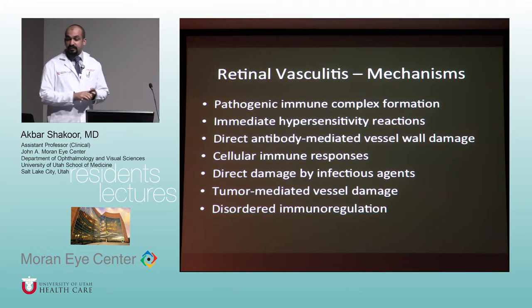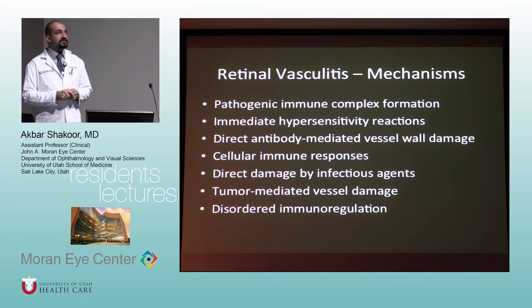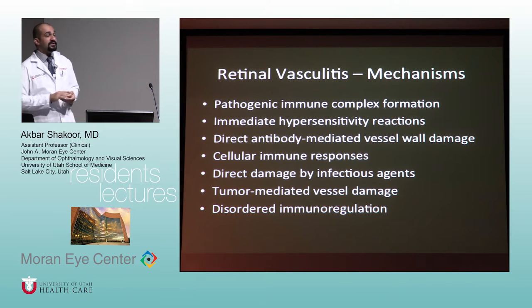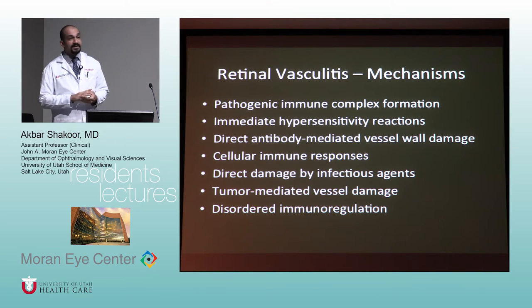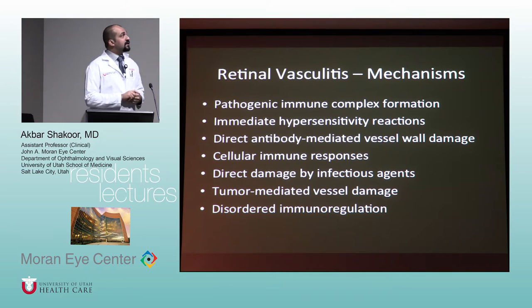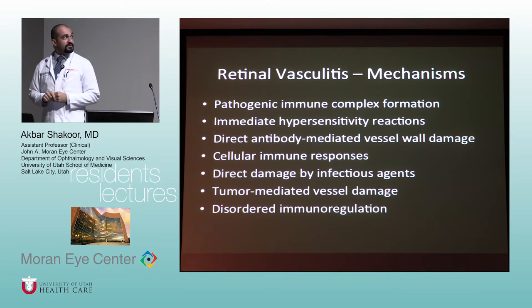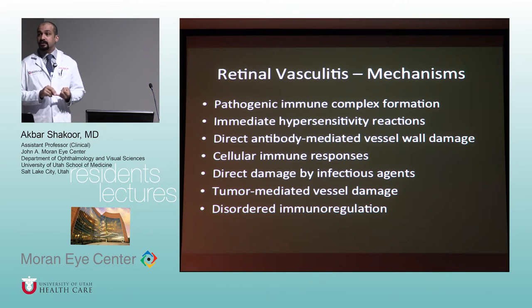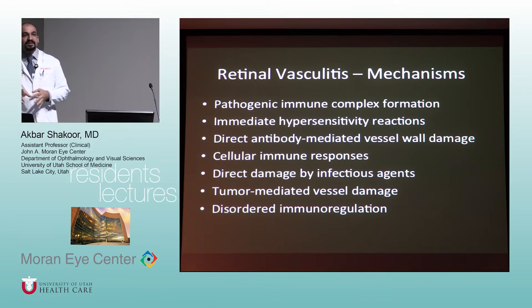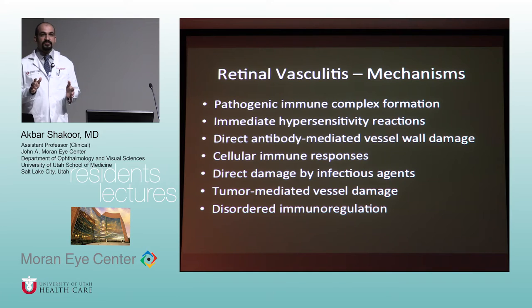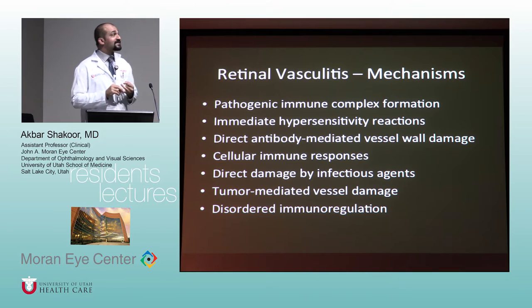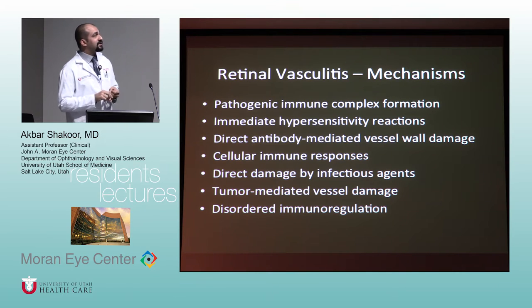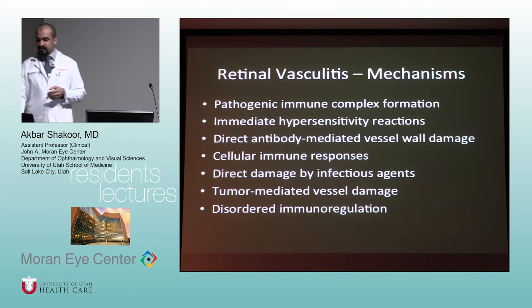There's many theories on mechanisms. Most vasculitides are immune complex diseases or immune hypersensitivity reactions. Direct antibody-mediated vessel wall damage can occur, as it does in lupus. Cellular immune responses, direct damage by infectious agents. After all, ARN, CMV retinitis, these are all retinal vasculitides with massive perivascular infiltration. So damage by infectious agents is often seen. Tumor-mediated vessel damage, disordered immune regulation.